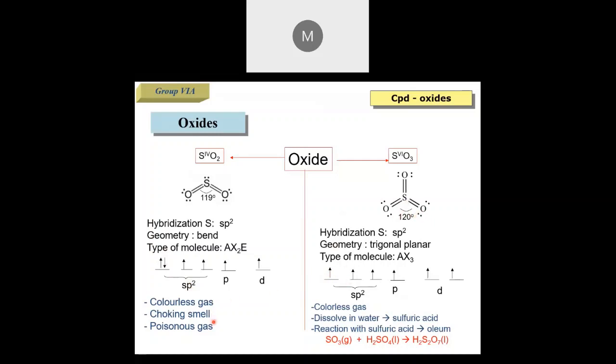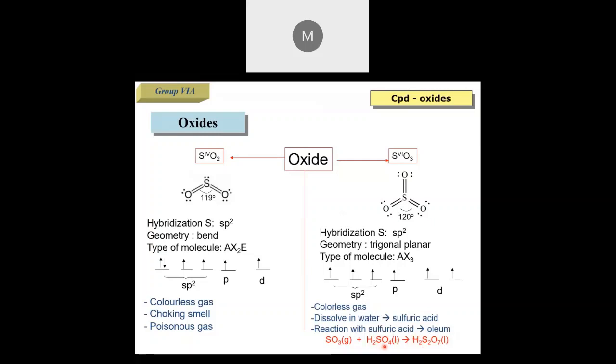So sulfur dioxide is a colorless gas with a choking smell, and it's a poisonous gas. Sulfur trioxide is a colorless gas as well, dissolved in water to form sulfuric acid. So this is an important process for the formation of sulfuric acid. Reaction with sulfuric acid forms oleum. So oleum is a compound that is normally transported. So it forms oleum and not pure sulfuric acid for transportation.